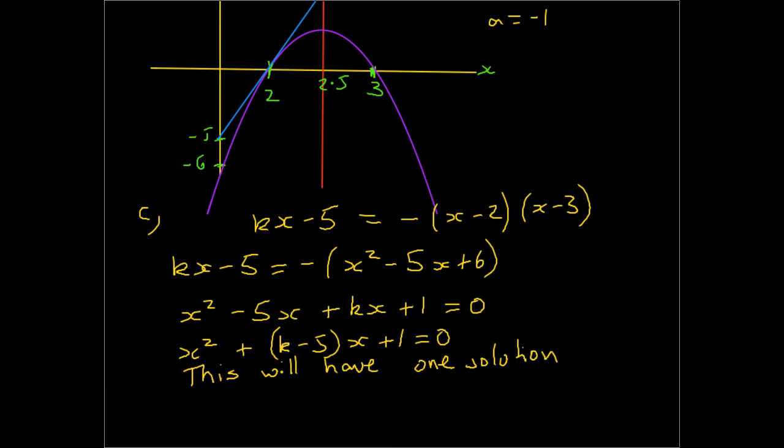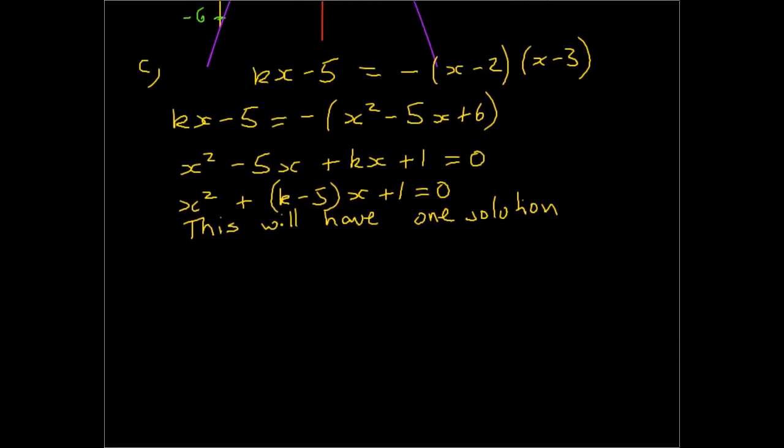Okay, just one solution, because there's only going to be one point where the blue line touches the purple line. So because there's only going to be one solution, we can say that the discriminant will have to equal 0. So b squared minus 4ac will have to equal 0. So a is going to be 1, b is going to be k minus 5, and c is going to be 1. So this is the value for the discriminant here, b squared minus 4ac. Because there's only one solution, this will be 0.